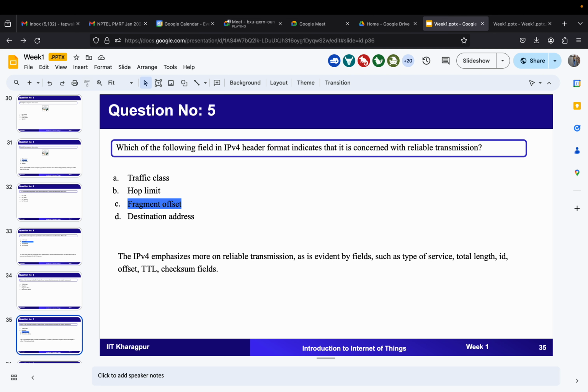So basically, with the help of fragment offset, you can detect whether the transmission is reliable or not, because fragment offset is going to tell you whether all the fragments have reached at the destination end or not, right? So if one of the packets is missing, it means your transmission is not reliable. So fragment offset is the correct option for this.